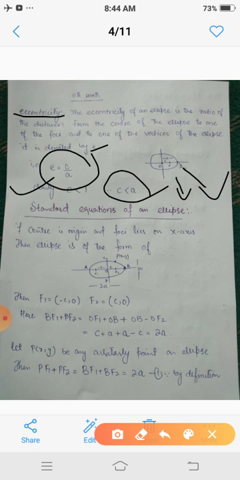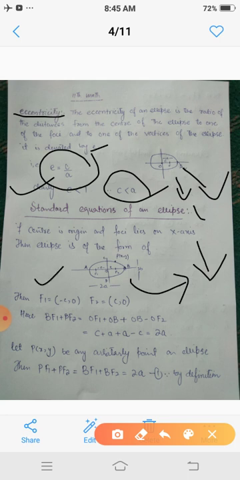Now we will derive the standard equations of an ellipse. If the center is the origin and the foci lie on the x-axis, then the ellipse is of this form. Its major axis is 2a, minor axis is 2b, while this minor axis lies on the y-axis. The distance of a focus from the center is c. A and B are the vertices of this ellipse.